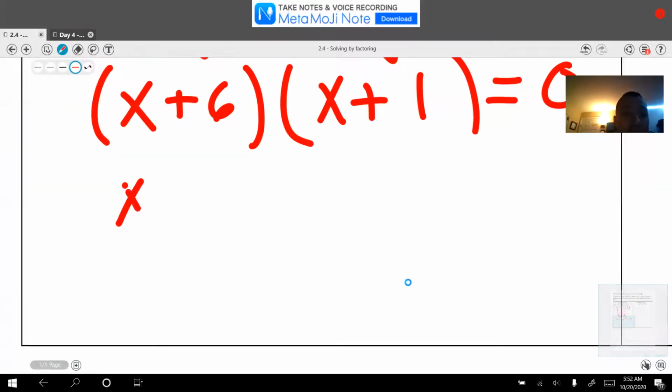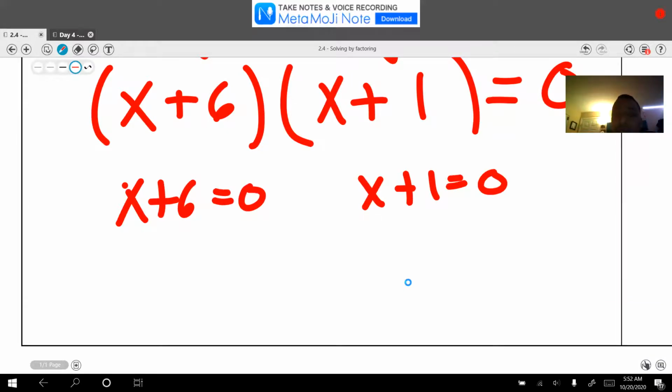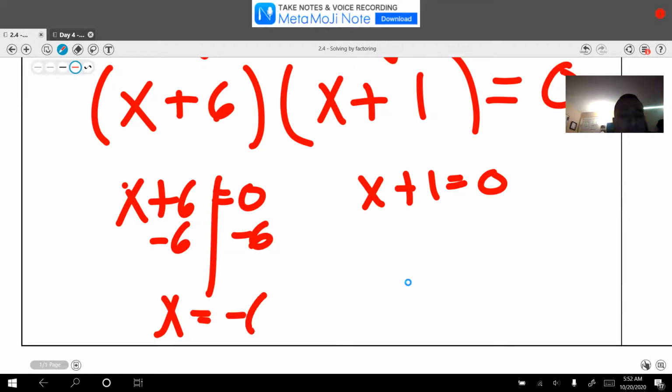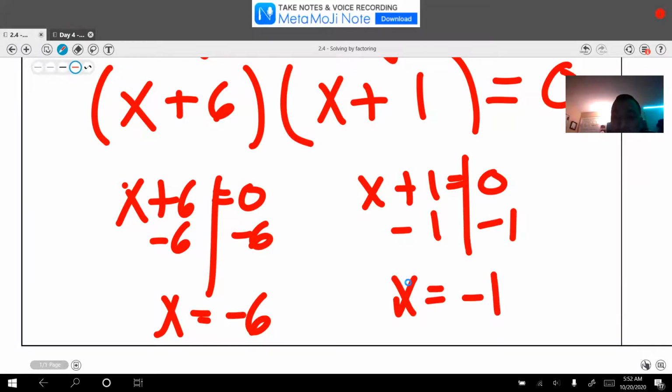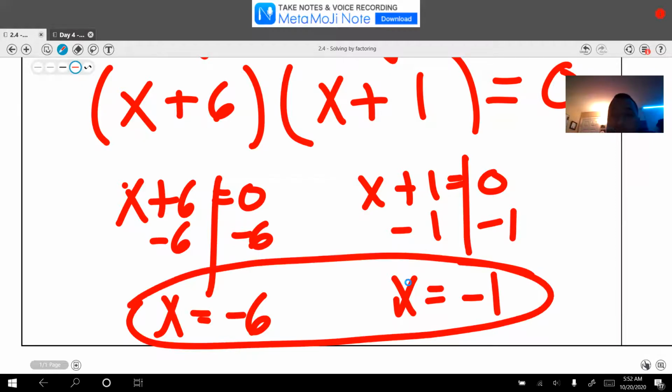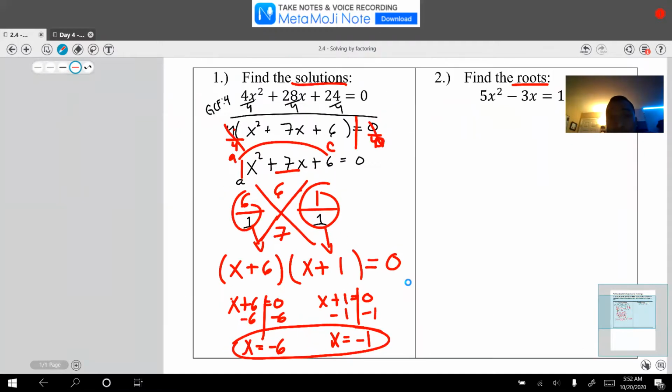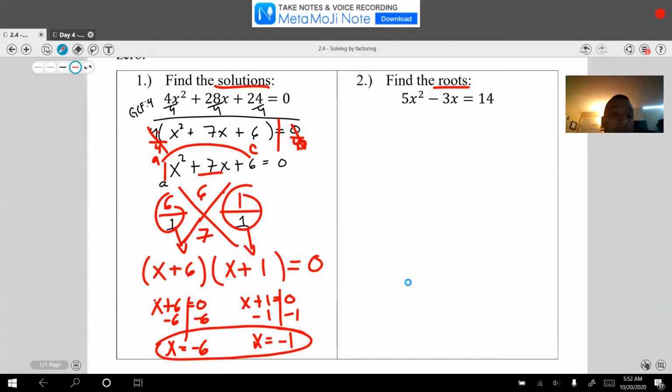We're going to set each and one of them equal to 0 and just solve for x. Minus 6, so x equals negative 6. Minus 1, so x equals negative 1. So my x-intercepts are negative 6 and negative 1. Okay, super easy stuff. Again, you guys have done it before. If again there's something you guys don't understand, go back to the video, pause it, rewatch it, rewind it, watch it slowly, just so you have a better understanding.